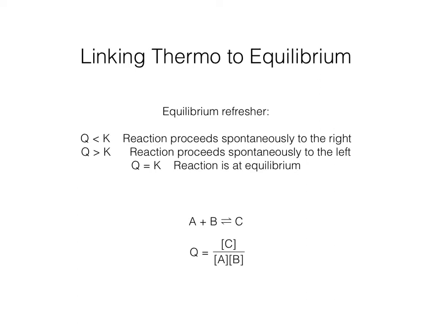Okay, so let's remember what's going on with Q and K. If we have our generic reaction, A plus B is in equilibrium with C, our reaction quotient has the expression of the concentration of C divided by the concentration of A times the concentration of B. And remember that our reaction quotient has the same form as our equilibrium constant. It's just that the concentrations that go into it are not equilibrium concentrations. Whereas in our expression for our equilibrium constant, the concentrations have to be equilibrium concentrations.